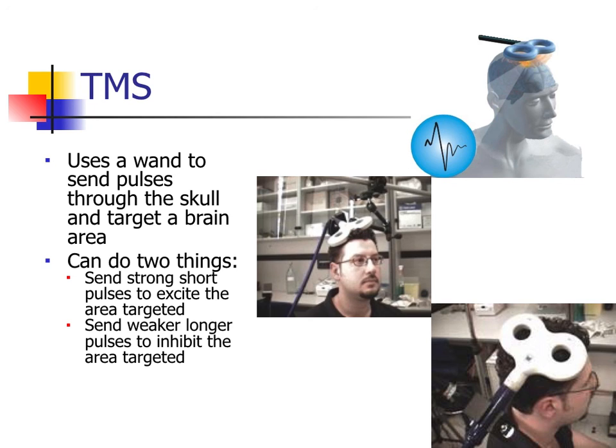The other thing that you can do with TMS is send a weaker, longer pulse and inhibit an area. You can imagine that if I did this on your movement area, you would try to move, but you couldn't move. It would almost be like having a temporary hole in your brain. We do think it is very temporary. Usually this seems to correct itself within about 10 to 15 minutes.